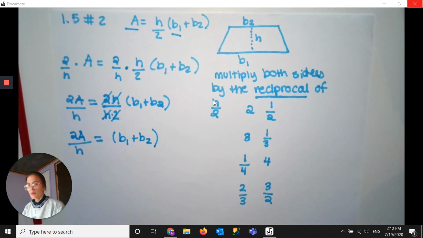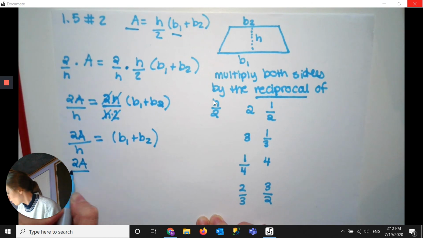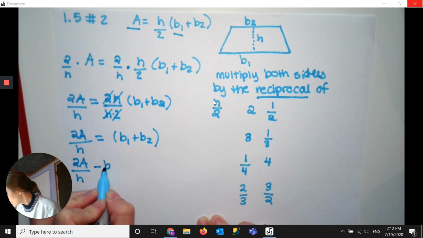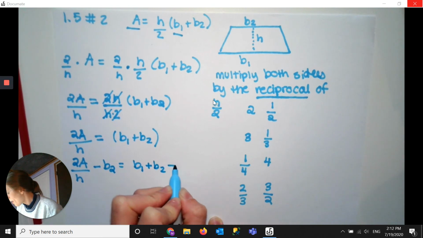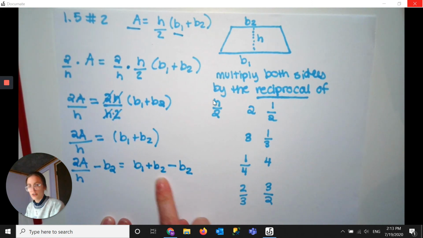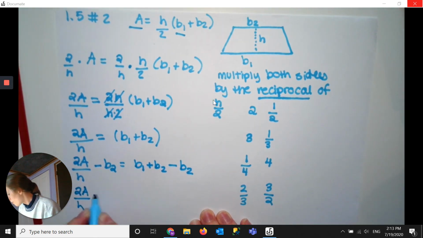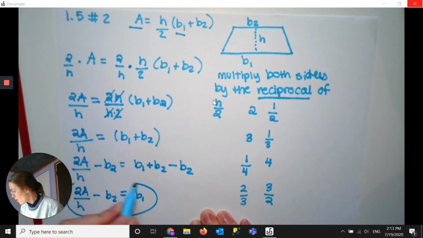And now the only thing we have to do to solve for B sub 1 is simply subtract B sub 2. We've got 2A over H, and then we're going to subtract B sub 2 from both sides, minus B sub 2 equals B sub 1 plus B sub 2 minus B sub 2. Those two will balance each other out. That's just 0. B sub 2 minus B sub 2 is just 0. So on the left-hand side, we get 2A over H minus B sub 2 equals B sub 1. And we've solved for B sub 1.